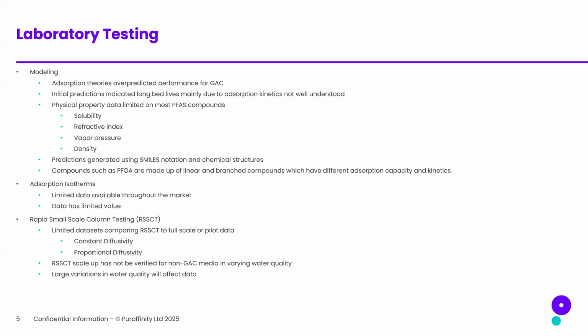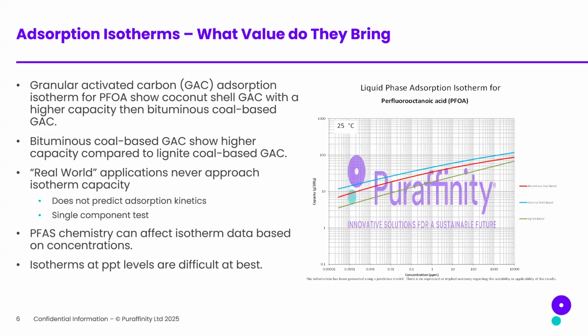And one of the biggest issues with the RSSCT is just large variations in water quality. If you have a variation in your water quality, it's going to cause some issues with this test. So as you can see, there's a bunch of limitations that we have for the material, which leads to long testing times. So again, turn the clock back several years ago.